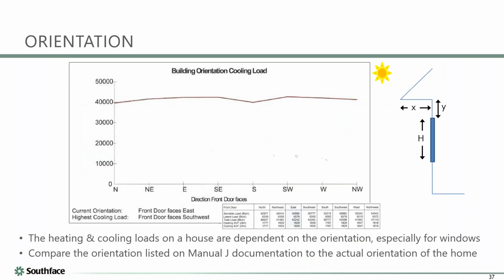Orientation, this is a terrible graph for this because this building, when they rotated it, had almost no change in orientation, but I'll show you one that has a little more impact. When you enter information about windows in Manual J, it's particularly good about taking into account the overhangs, and so the degree of shading. The big three that matter are how big is the overhang, how tall is the window, and how close to the overhang is the window. So those X, Y, and H are data that you're going to typically enter.